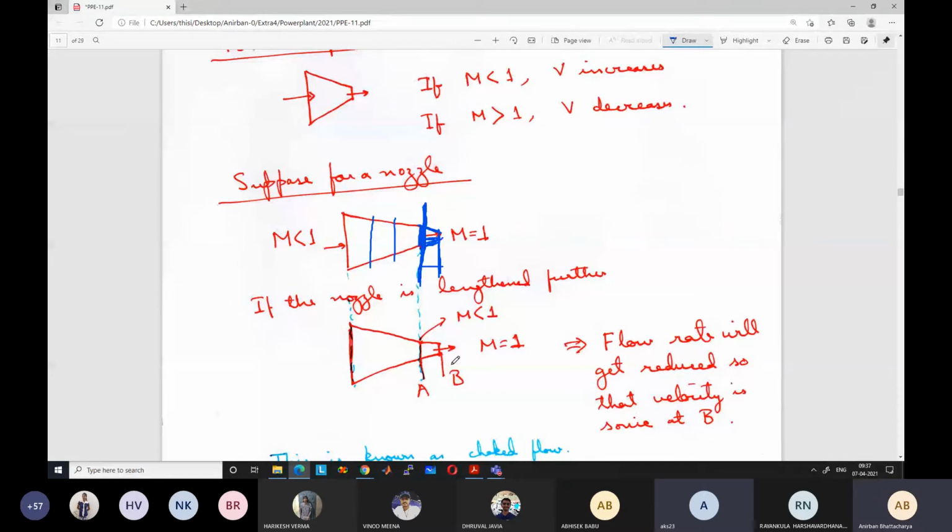No. I am saying that you have a nozzle which was of this length. Okay. And by giving some pressure difference, you have received Mach number equal to 1 here.